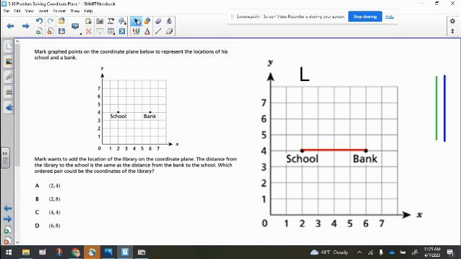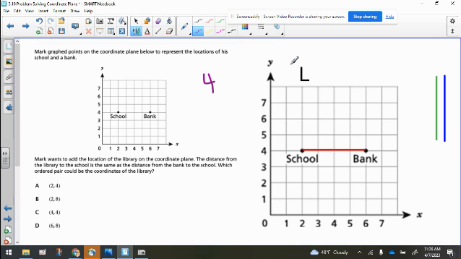All right, so first of all, we need to figure out what's the distance between the school and the bank. And I made this a little bit bigger so we can see it. How long is this red line? If we just count, using my pointer here, it's 1, 2, 3, 4 units long. So I'm going to write that number down, 4 units.